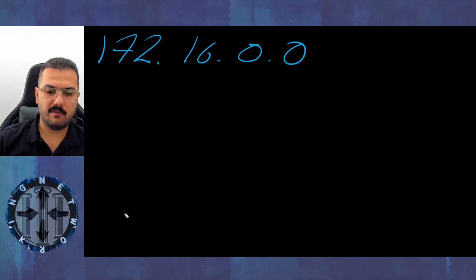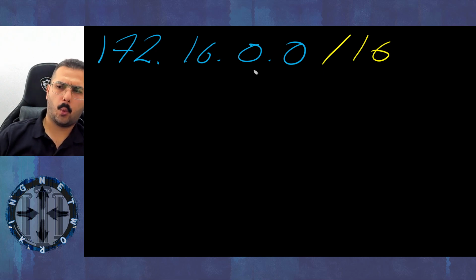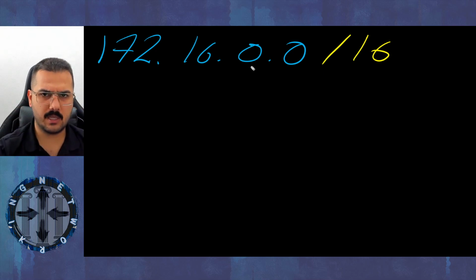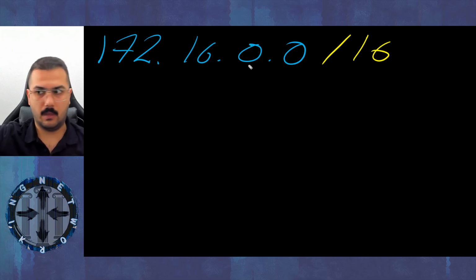Okay. Example 4 is a famous one, like 172.16.0.0, and this time they informed me, Sajjad, to use /16. A much smaller subnet mask means a much bigger domain. Okay, so 16 means 16-bit.